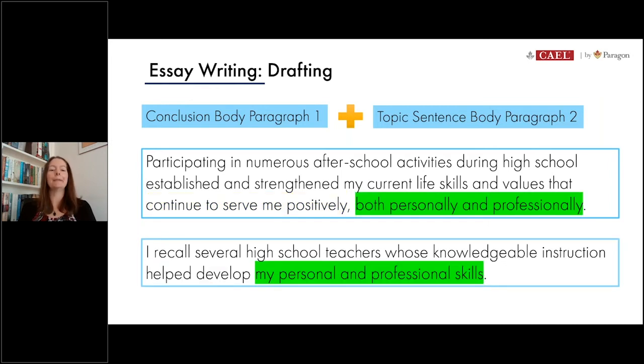I'm not as happy though with these two phrases. I've used almost the same words very close together within the essay itself. So when I say personally and professionally in that first paragraph, and then personal and professional skills right below that, I feel it's a little bit too repetitive. So I'm going to want to rewrite one of those phrases just to change up the language a little bit.